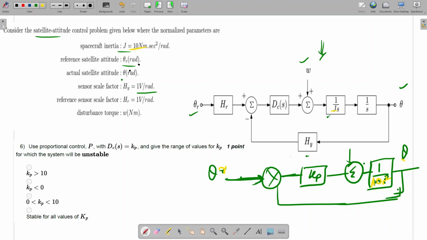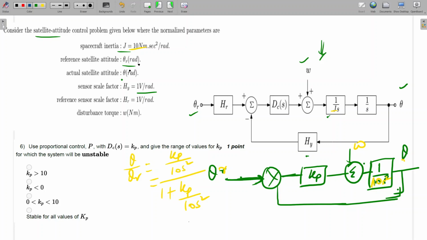I'm going to write the closed loop transfer function. This is disturbance. So normally we have to find theta by theta r. What will be the value? Kp by 10 s square, 1 plus Kp by 10 s square. Is it clear? So the characteristic equation will be 10 s square plus Kp.